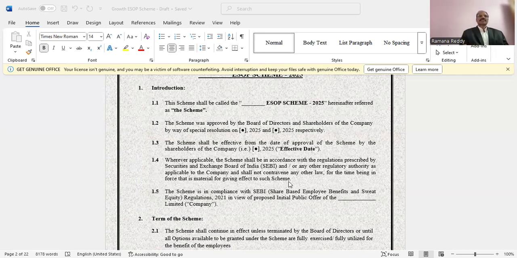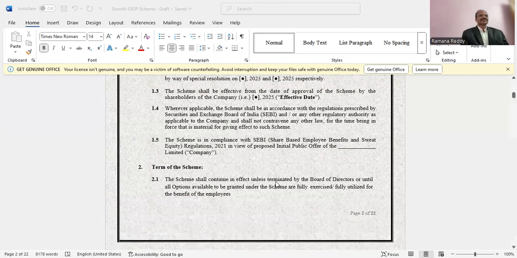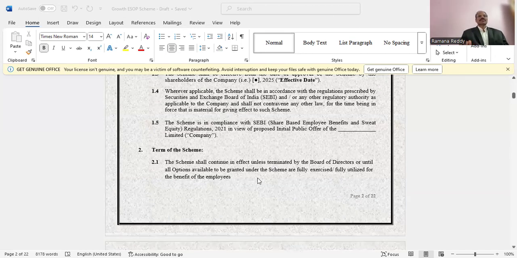For private companies, unlisted companies can follow the Companies Act 2013. And listed companies mandatorily have to follow the SEBI share-based employee benefits and sweat equity regulations. Even proposed IPO companies have regulations.